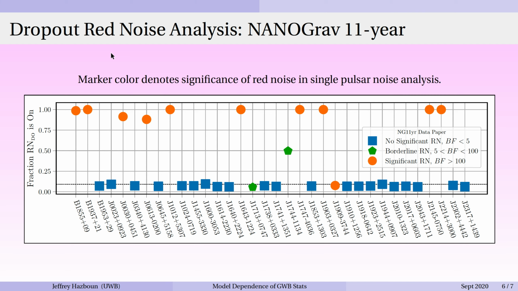The only one it's not is 1909, and in the 11-year data set, go figure, the red noise does look like a gravitational wave background. And so I think a lot of us are hoping and being optimistic that that background we see in this single pulsar is the actual background. And since 1909 is one of our most sensitive pulsars, hopefully that is true.